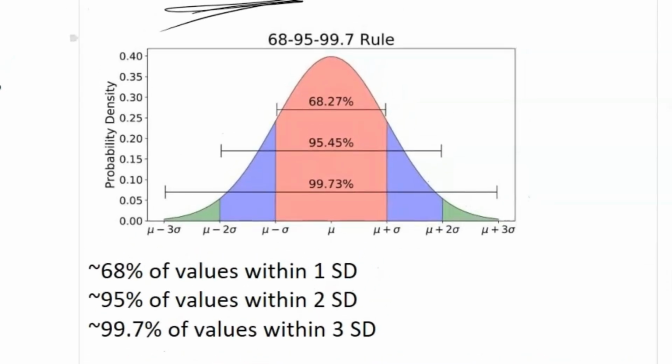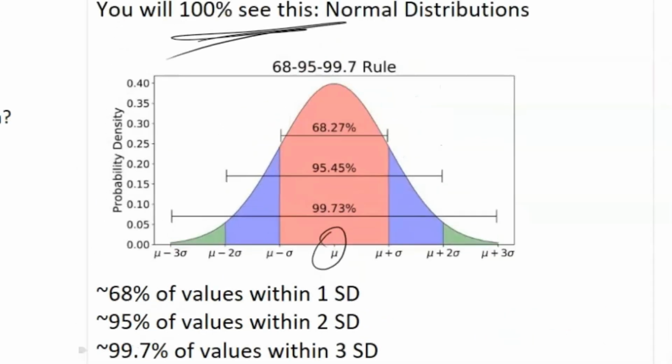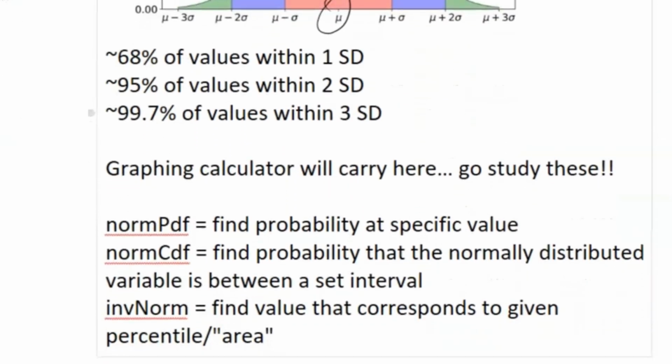So you need to know pretty much the standard deviation and the 68, 95, 99.7 rule. So 68% of the values are within 1 standard deviation of the mean, 95% of the values are within 2 standard deviations of the mean, and 99.7% of the values are within 3 standard deviations of the mean. So to solve normal distribution problems, you're just going to use your calculator.